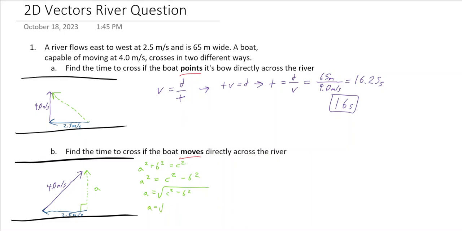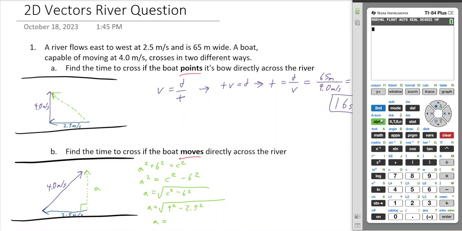And finally, we'll write in the numbers. So c squared is the 4 squared. b squared is 2.5 squared, and we get an answer of, that should be a minus, oh dear. There you go. 3.12.